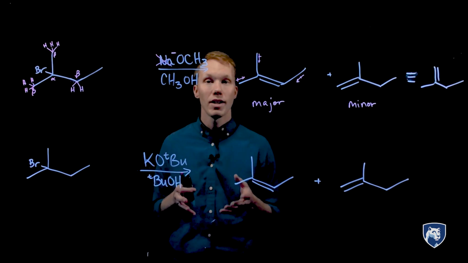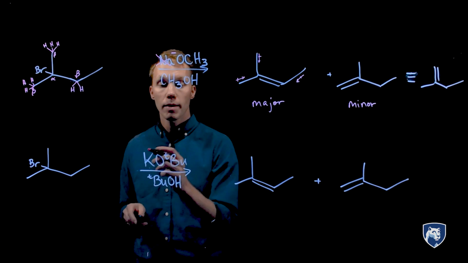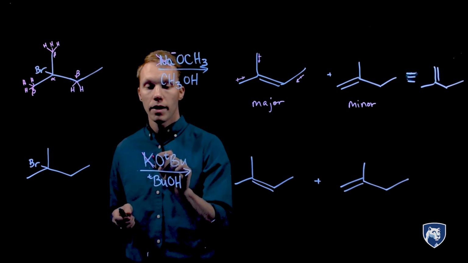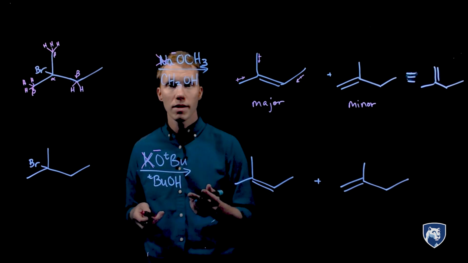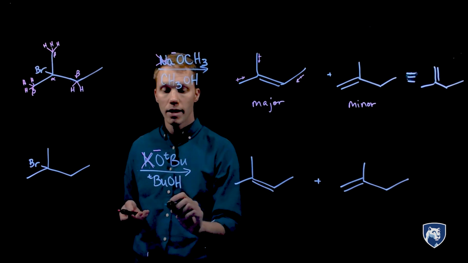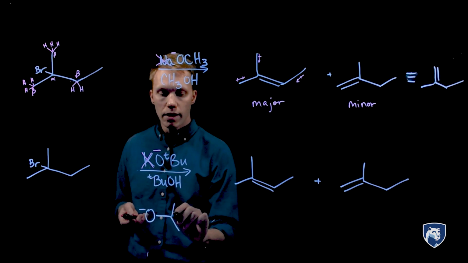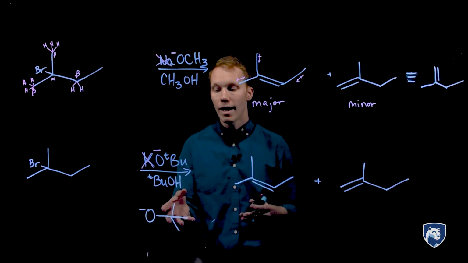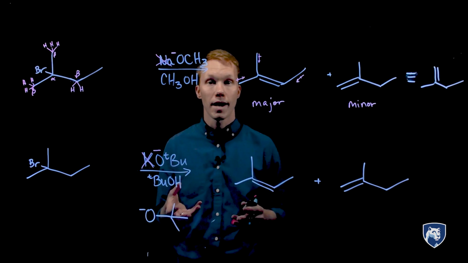One way that chemists can alter the product distribution is by changing the base. Here we are using potassium tertiary butoxide. If we ignore the potassium ion, we are left with the t-butoxide ion, which is similar in basicity to methoxide, only much larger. tBu stands for tertiary butyl, and if we draw it out, we see that this back end is much, much bigger compared to methoxide.